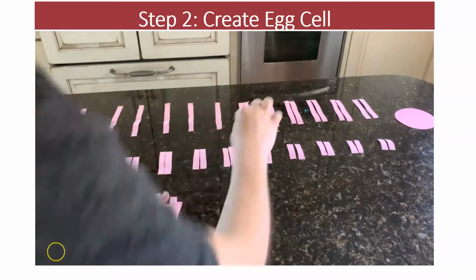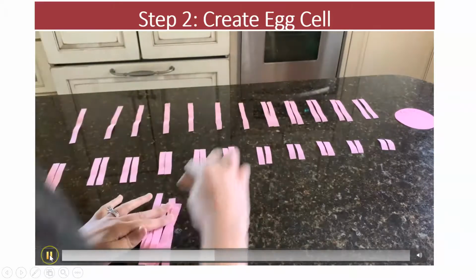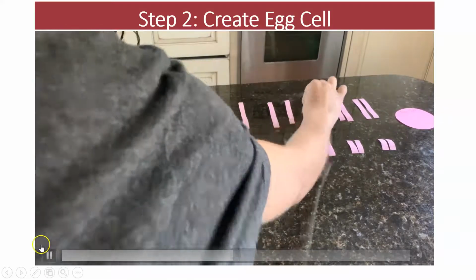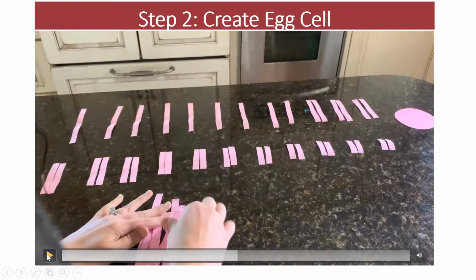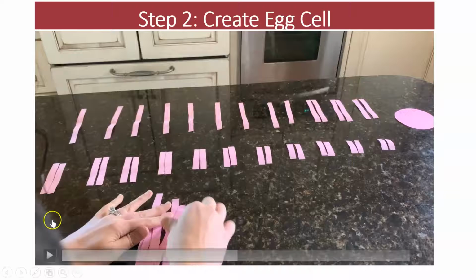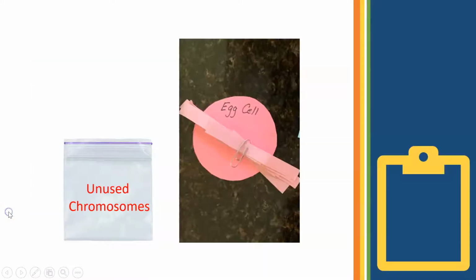Okay, so you get the gist. Go ahead, do this now. Once you have your egg cell, paperclip those chromosomes and put the unused ones in the plastic bag.